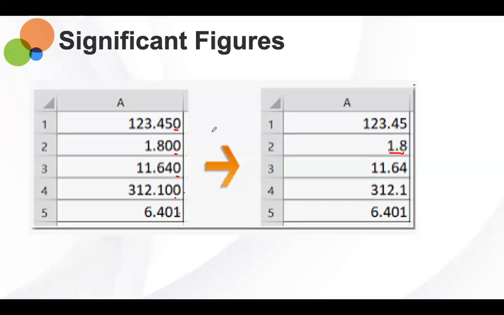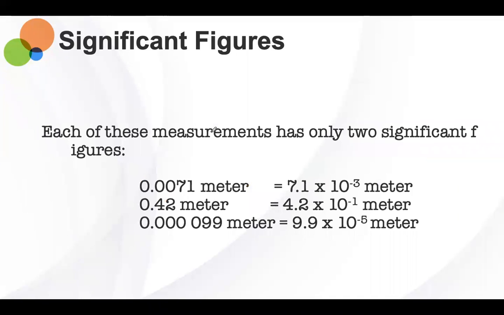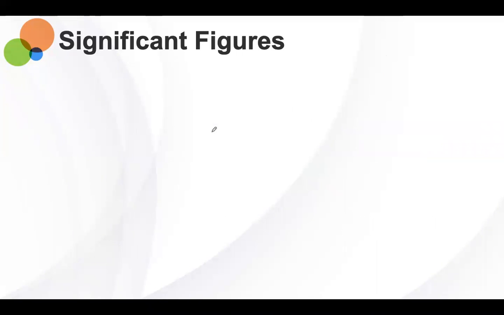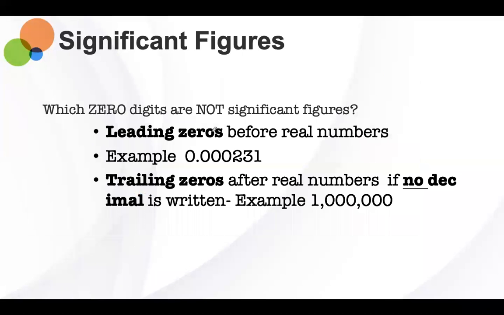Yes, sir. All right. So each of these measurements has only two significant figures, and we want to go to standard form. We can look at that quickly. And let's go back to ensure that we're all here. Okay. Right. Oh, and we forgot these. We forgot these as well.